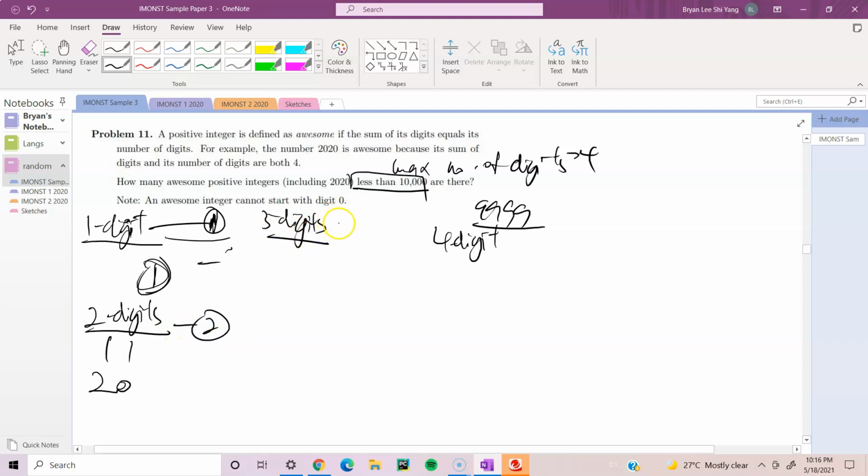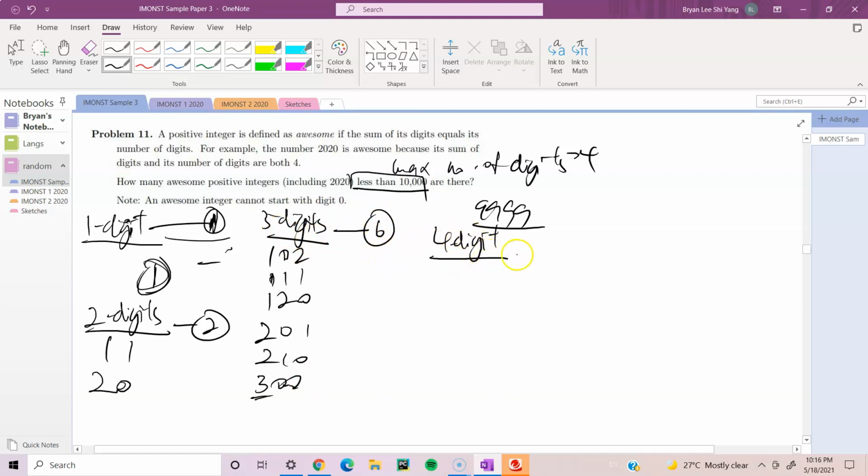So for 3 digits, the sum is 3. So the smallest one we can make is 102, and then the next one is 111. Then we have 120. So this is if the hundredth digit is 1. Then if we have a 2 at the front, then we'll have 201 and then 210. That's it. And then we have finally 300, because this is 3 and then it maxed out all the sums, so the back can only be 0. Okay, so in this situation where we have 3 digits, we'll have 6 cases.